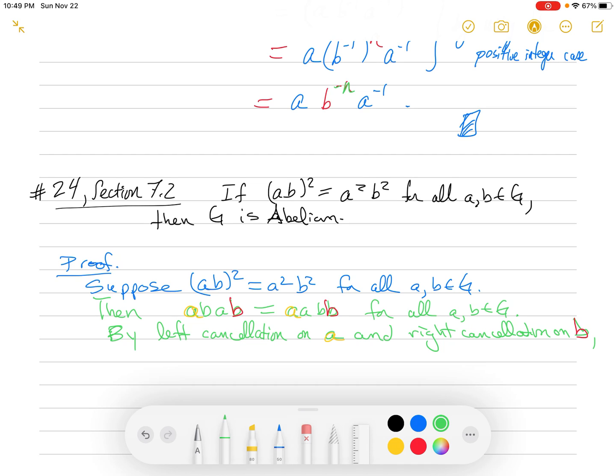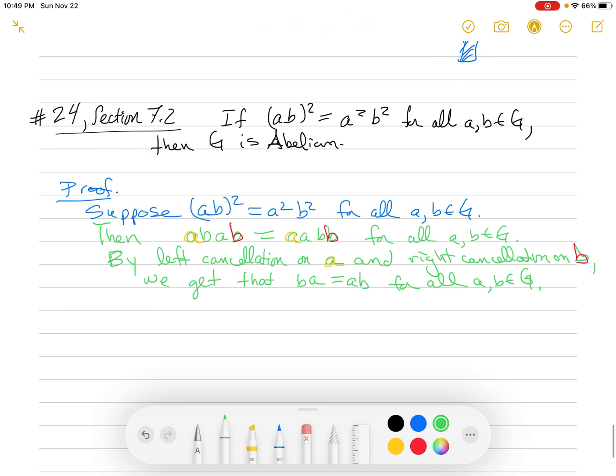What do we end up getting? We get that BA equals AB for all A and B in the group G. So if BA equals AB for all elements A and B, therefore the group is abelian. I write my abelian with a capital A rather than a lowercase a. There we go. End of proof.